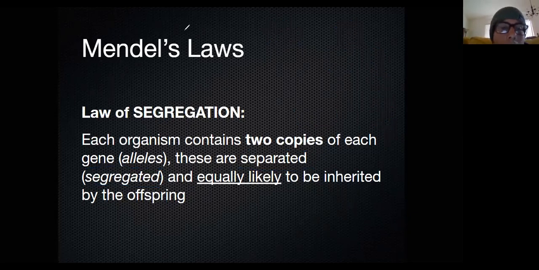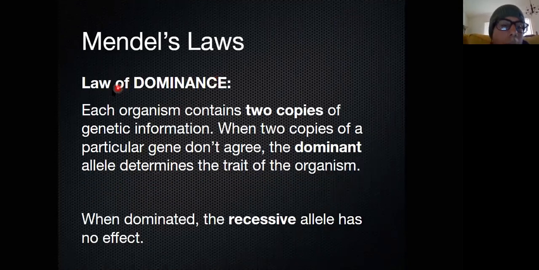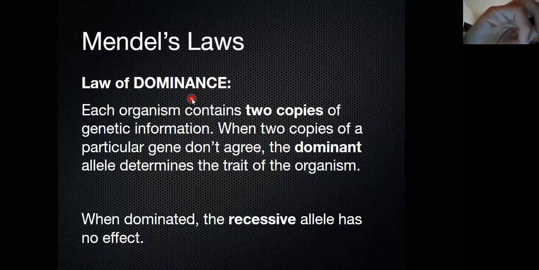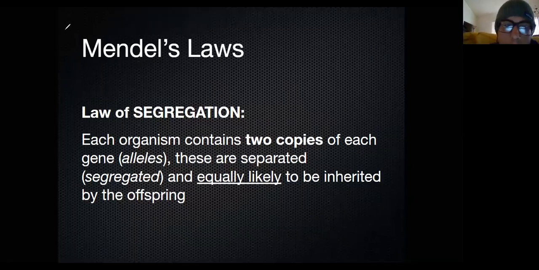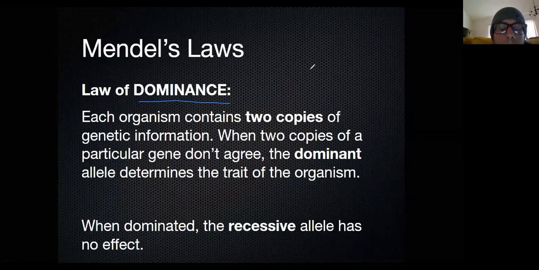Okay, let's keep moving. Another law is the law of dominance, and we talked about dominance already. So the law of dominance. Each organism contains two copies of genetic information. When two copies of the particular gene don't agree, the dominant allele determines the trait, right?